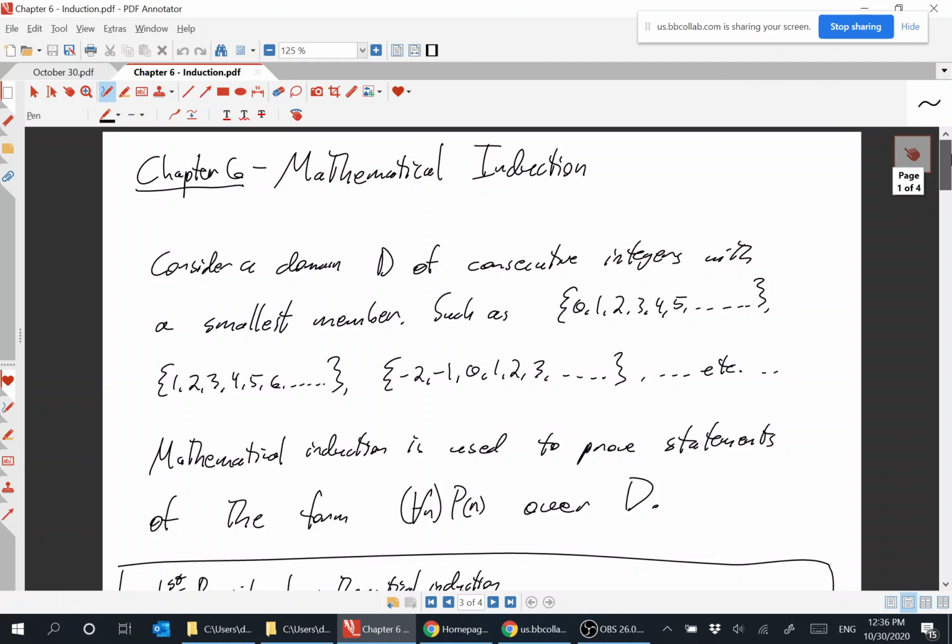Starting from the beginning of Chapter 6, Mathematical Induction. We consider a domain D of consecutive integers with some smallest starting point. So 0, 1, 2, 3, 4, 5, or 1, 2, 3, 4, 5, 6, and so on, or negative 2, negative 1, 0, 1, 2, 3, anything of that sort. So consecutive integers with some smallest starting position. It doesn't have to be infinite. Usually it is, but it doesn't have to be.